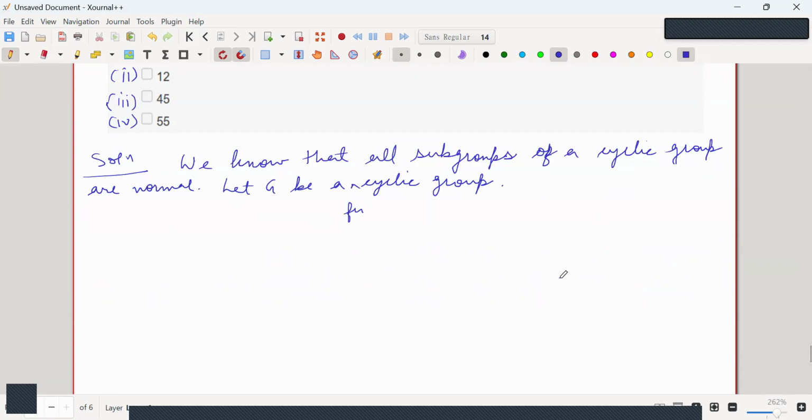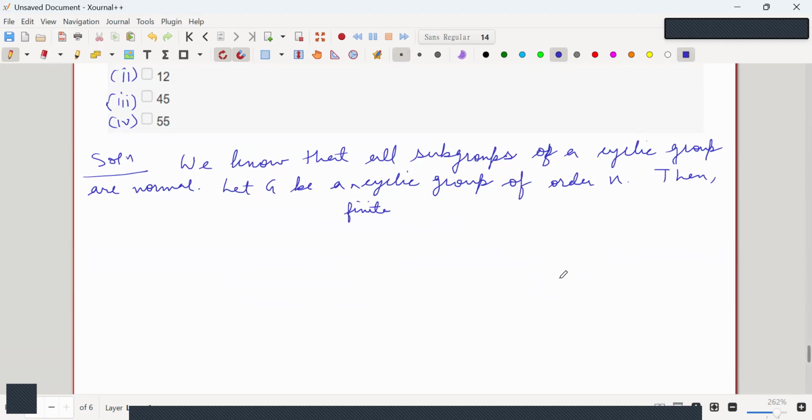Finite cyclic group of order n, right? What can you say about the subgroups?